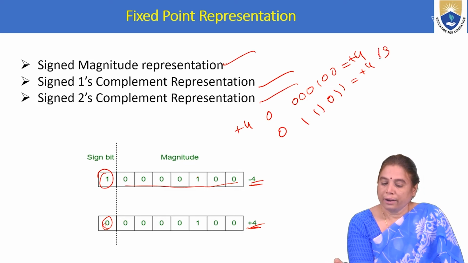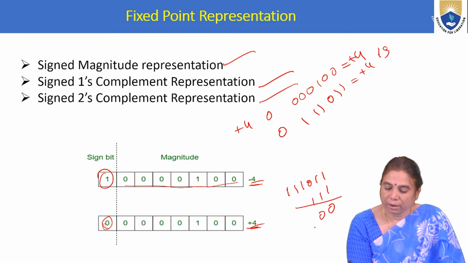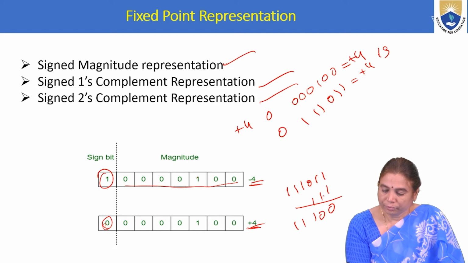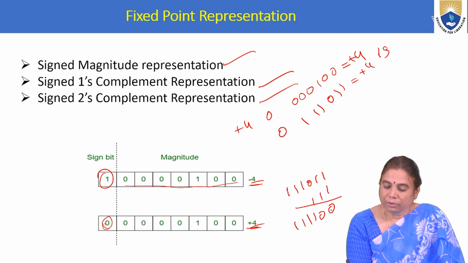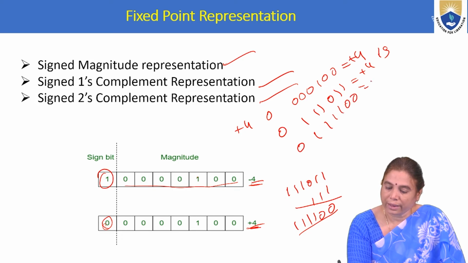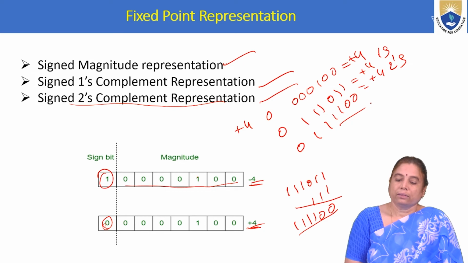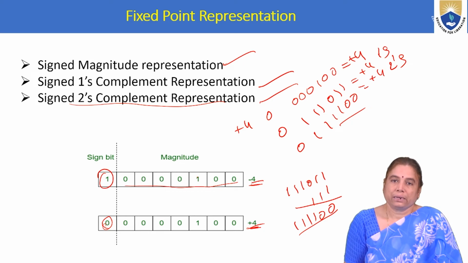And signed 2's complement means for this we have to add a 1. So that is 111011 plus 1, giving 111. So this is the 2's complement of 4. These bits are used to represent the 2's complement and this is the sign. So this is the signed 2's complement representation. In this way, the fixed points can be represented.